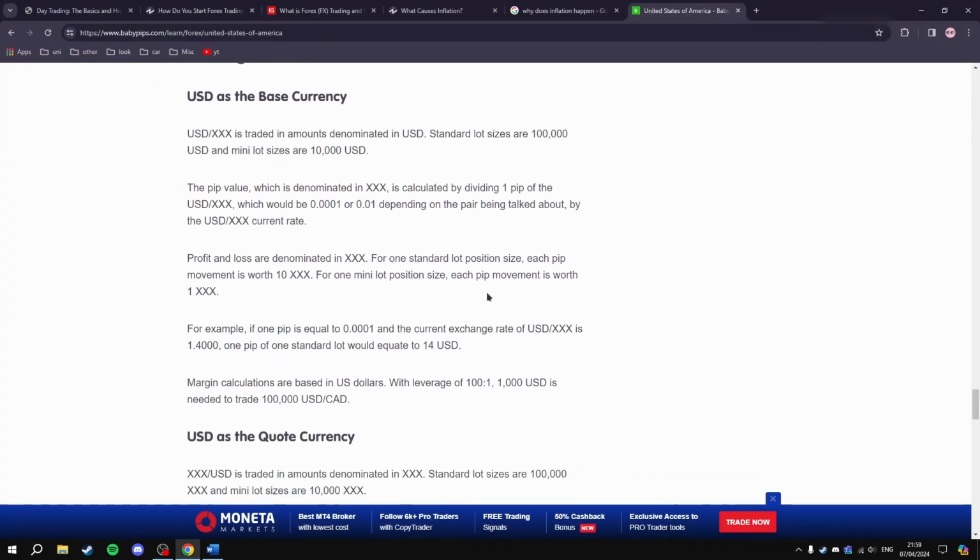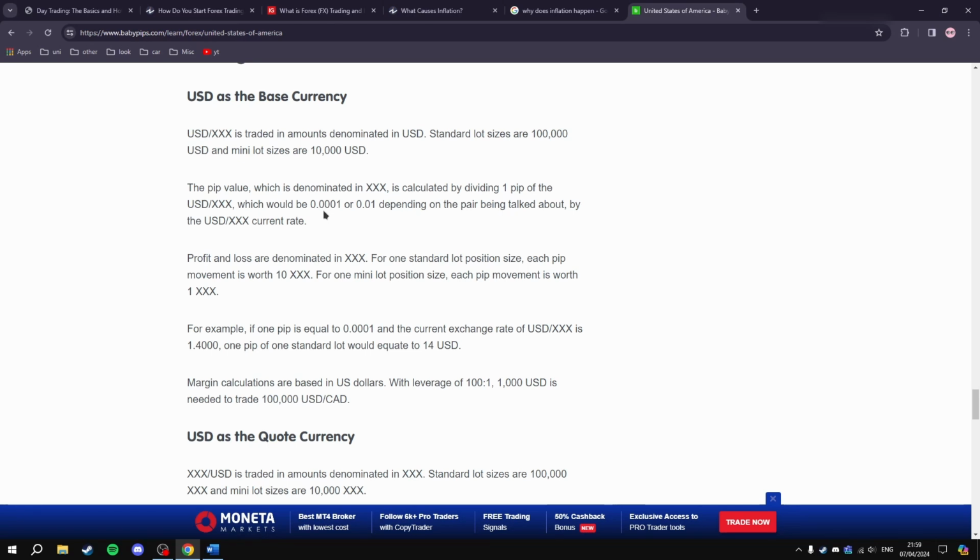Trading the USD. USD as a base currency. USD/XXX is traded in amounts denominated in USD. Standard lot sizes are 100,000 USD and mini lot sizes are 10,000 USD. The pip value, which is denominated in XXX, is calculated by dividing 1 pip of the USD/XXX, which would be 0.0001 or 0.01 depending on the pair being talked about, by the USD/XXX current rate.